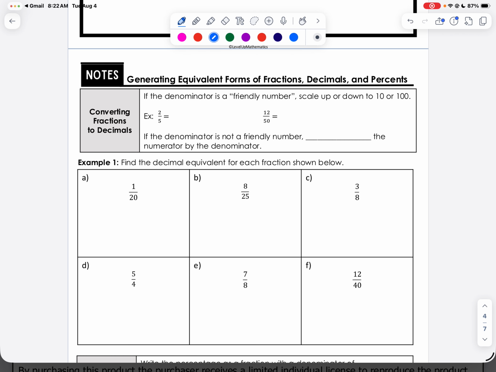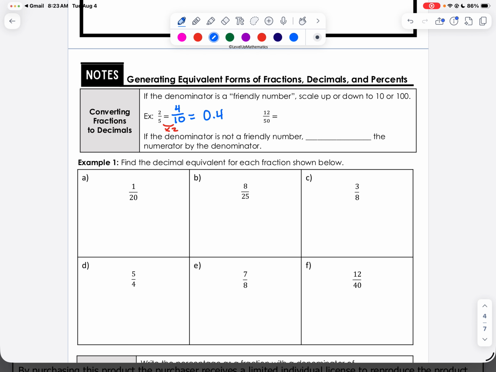Let's say you had 2/5 and you wanted to write that as a decimal. Well, the first thing I notice is 5 will easily scale to 10 if we multiply it by 2. So if I multiply the denominator by 2, I must also multiply the numerator by 2. So 2 times 2 is 4/10. Now, to write 4/10 as a decimal, it would simply be 0.4. So 2/5 easily scaled to 10, so we didn't need to use long division on this problem.